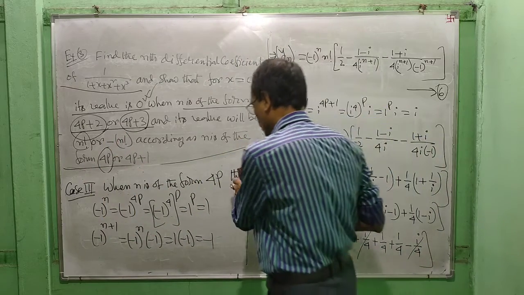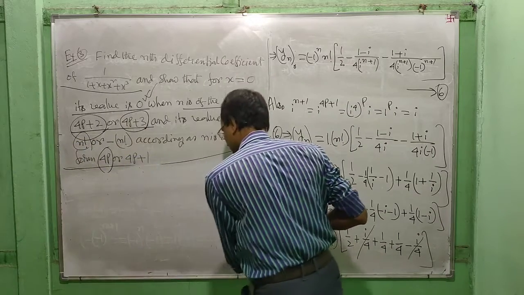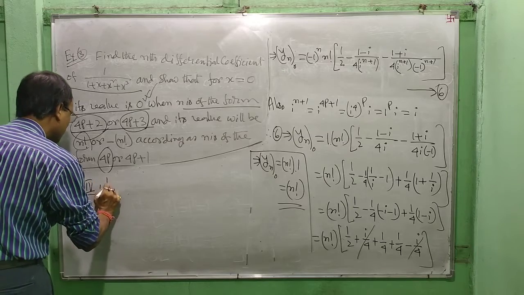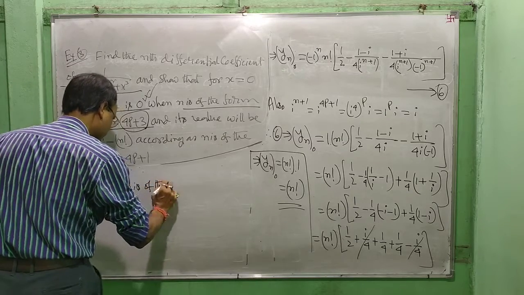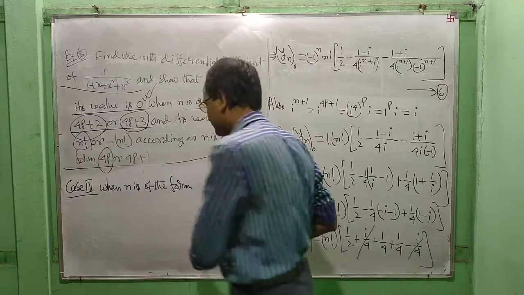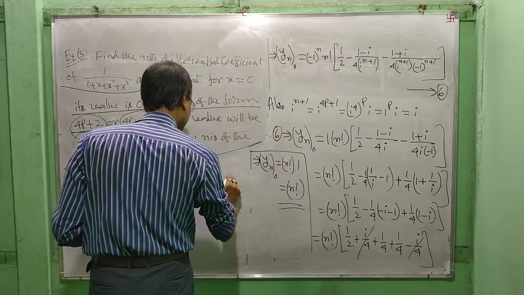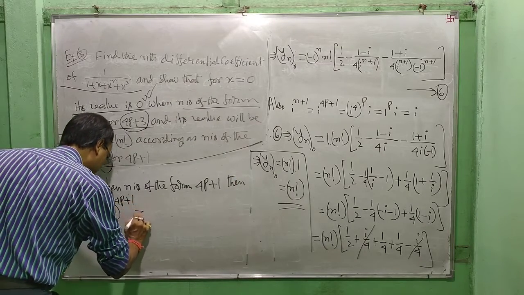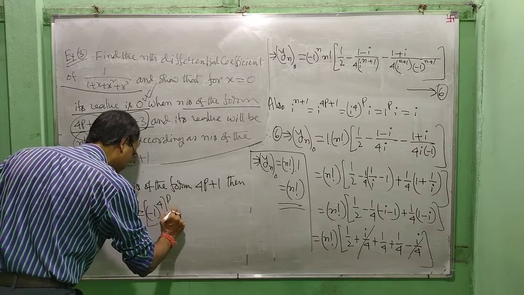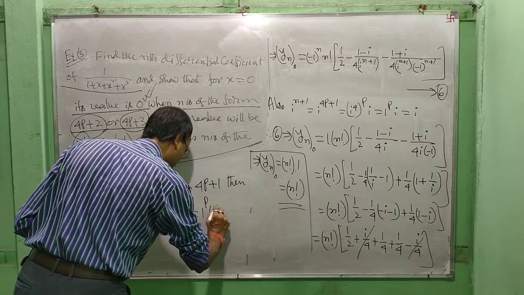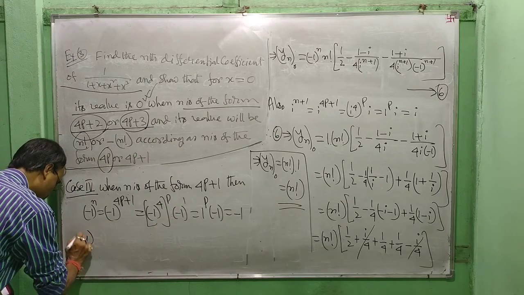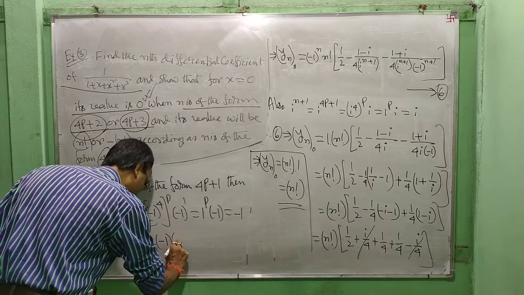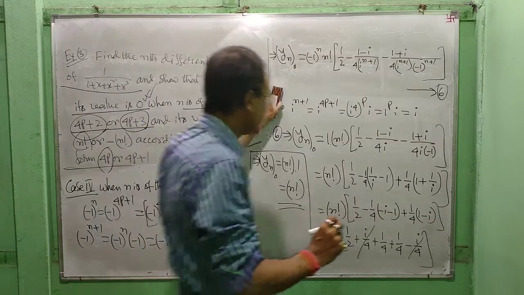Now, case 4, the last case. We have to discuss case 4, when n is of the form 4p plus 1. Then minus 1 whole to the power n is equal to minus 1 whole to the power 4p plus 1, which is (minus 1 to the power 4) whole to the power p into minus 1, which is 1 to the power p into minus 1. This is equal to minus 1. Minus 1 whole to the power n plus 1 is equal to minus 1 whole to the power n into minus 1, which is minus 1 into minus 1, equal to plus 1.